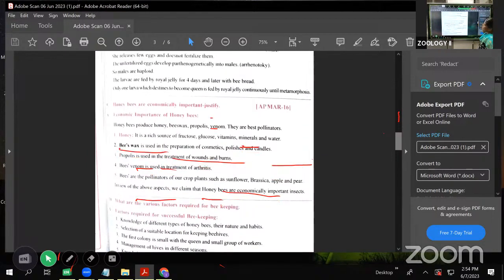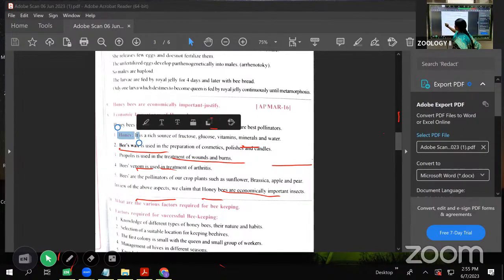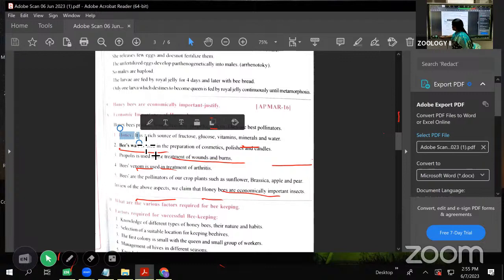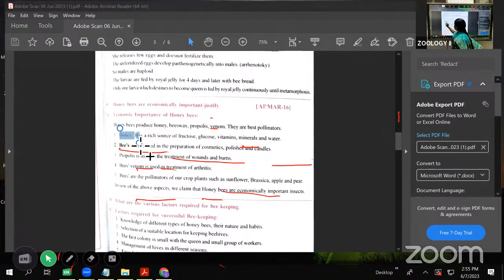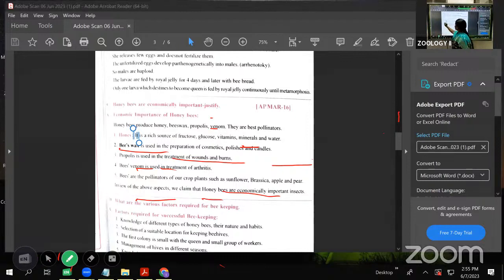Next, the economic importance of honeybee. Queen bee also we discussed. And the next is the economic importance of honeybee. Honeybee is mainly known for honey. Honey is a nutritious food that is a source of fructose, glucose, vitamins and minerals.